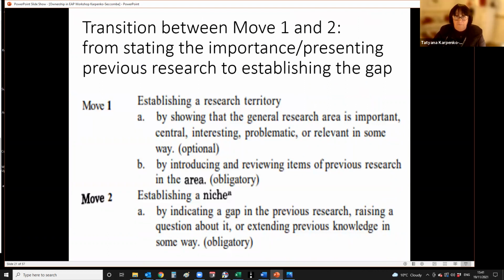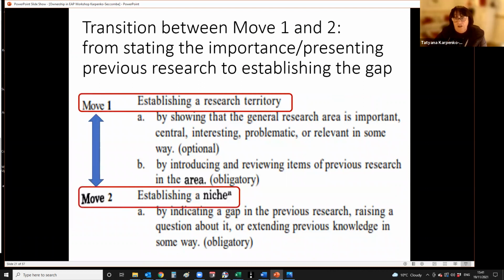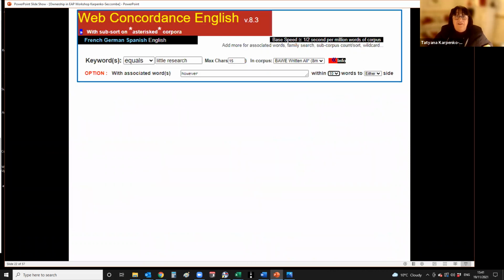Now from move 1 to move 2, the transition from establishing the territory, its importance and previous research, to talking about the gap in the knowledge. And this again can be helped, exemplified, and also made real for students.